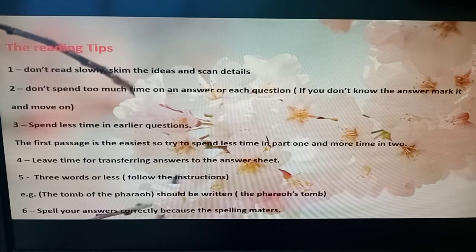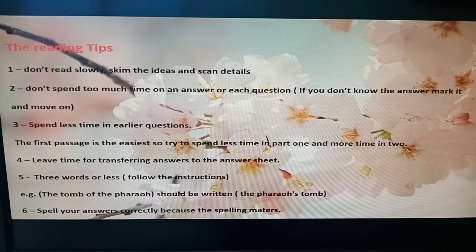One of the tips, the first one, is don't read slowly. It means when you start reading the passage, don't read slowly; skim the ideas and scan details. To skim means to come across the idea quickly, like when somebody is reading a newspaper. Don't concentrate on every word or on understanding the whole passage. You just have to get the keywords and keep on reading quickly, skimming and scanning.